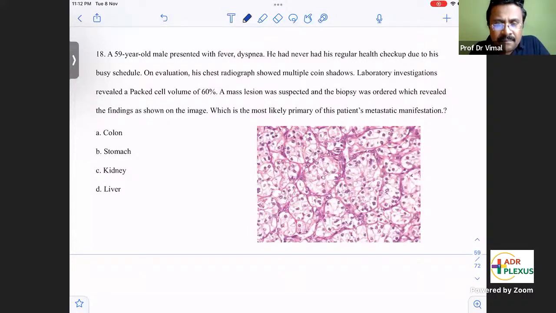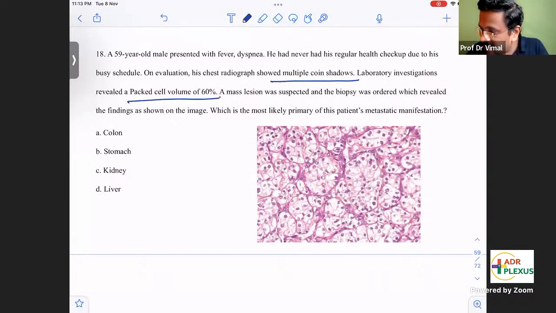Which is the most likely primary of this patient's metastatic manifestation? This patient has multiple coin shadows in the chest. Whenever you see multiple lesions in lung, liver, bone, brain, think of metastasis as the first differential. Primary is usually single, metastasis usually multiple lesions.